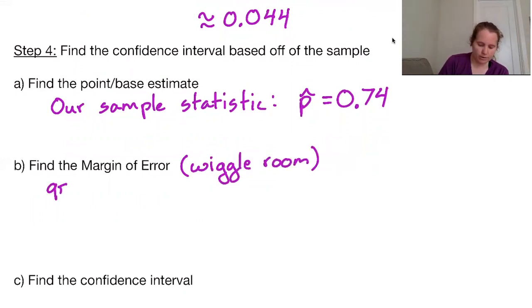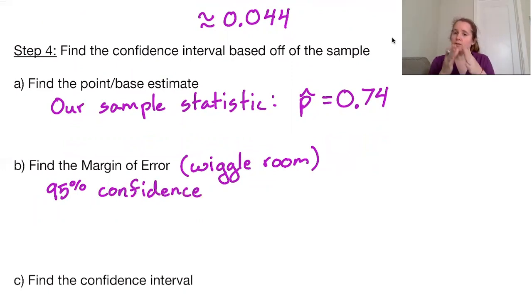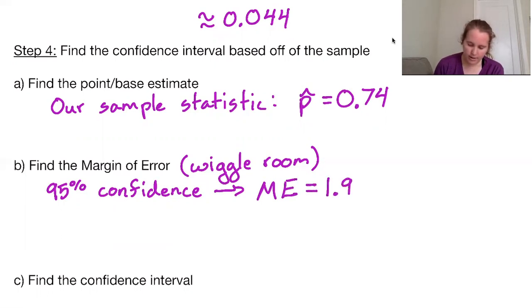For 95% confidence, it took approximately 2 standard deviations out from the mean to have 95% of the data. More precisely, it was 1.96 standard deviations. So for 95% confidence, the margin of error, which I'm going to label ME, is 1.96 copies of sigma sub p-hat. That 1.96 is always the value we use when we're looking for 95% confidence.